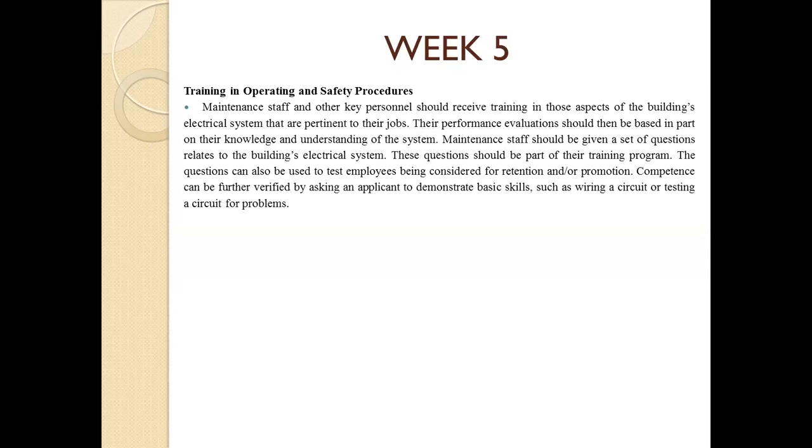Training in operating and safety procedures. Maintenance staff and other key personnel should receive training in those aspects of the building's electrical system that are pertinent to their jobs. Their performance evaluation should be based in part on their knowledge and understanding of the system. Maintenance staff should be given a set of questions related to the building electrical system. These questions should be a part of their training program. The questions can also be used to test employees being considered for retention or promotion. Competence can be further verified by asking an applicant to demonstrate basic skills such as wiring a circuit or testing a circuit for problems.